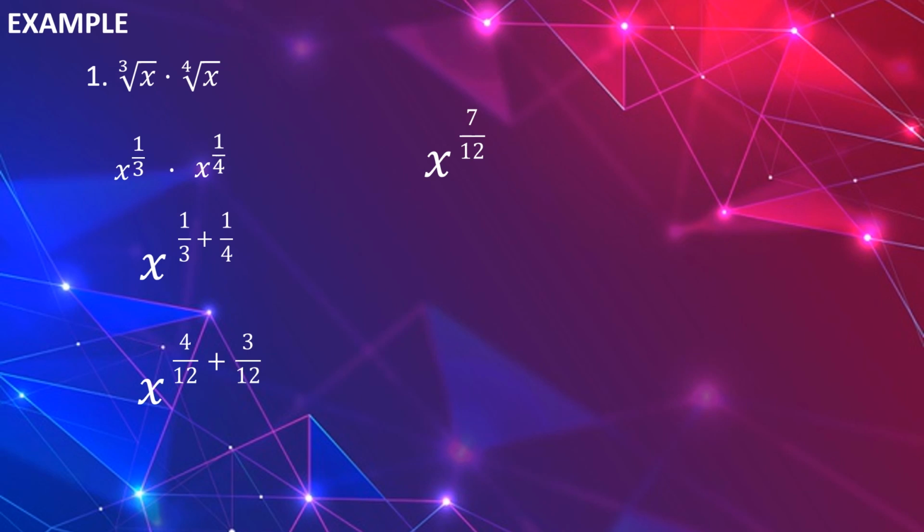Now we are going to rewrite the product as radical. We place the radical sign. x, which is our base, will now become our radicand. The numerator of our exponent, which is 7, will become the exponent of our radicand.